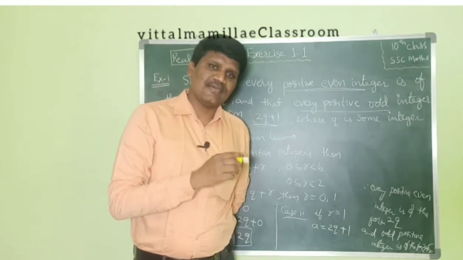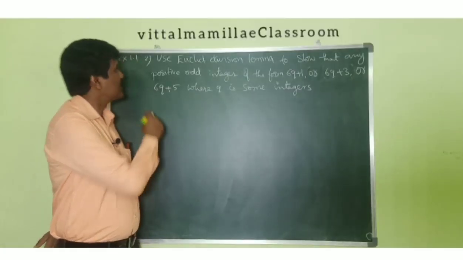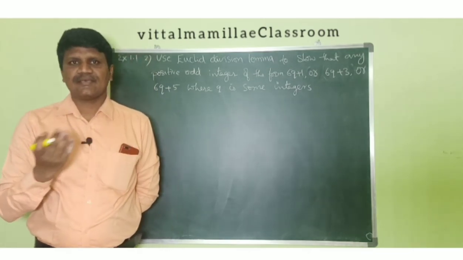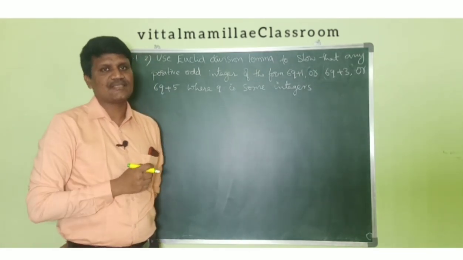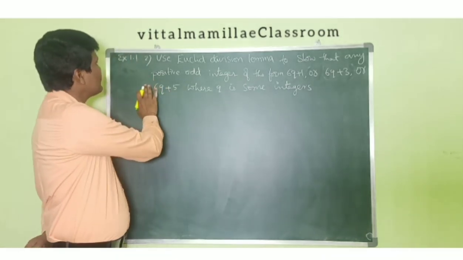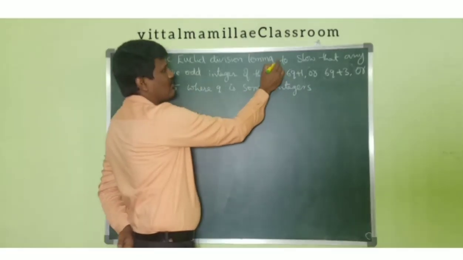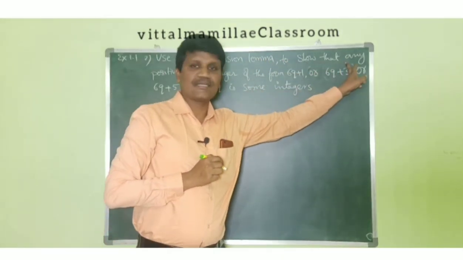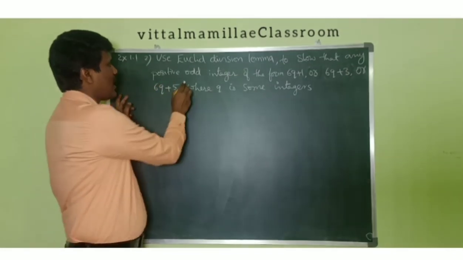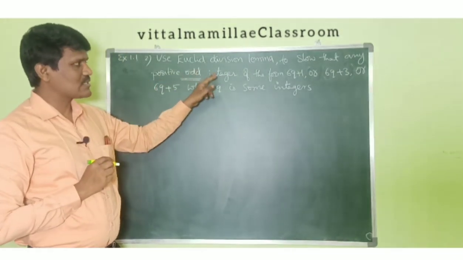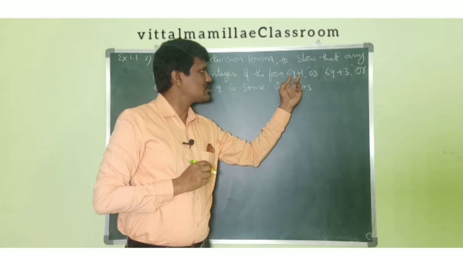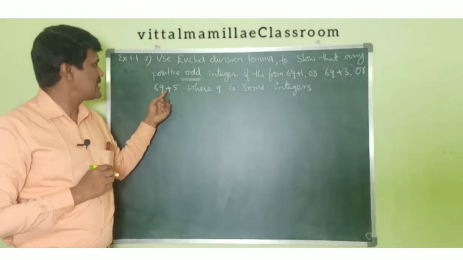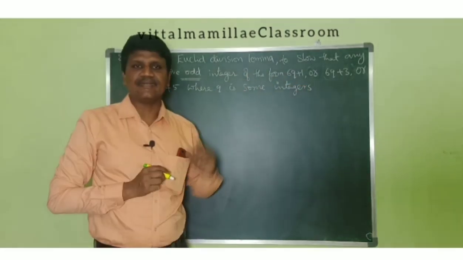Okay, let us see the second question now. Second question, exercise 1.1, second problem. The first problem you can do by using HCF, by using Euclid division lemma. And the second one is: use Euclid division lemma to show that any positive odd integer is of the form 6q plus 1 or 6q plus 3 or 6q plus 5, where q is some integer.